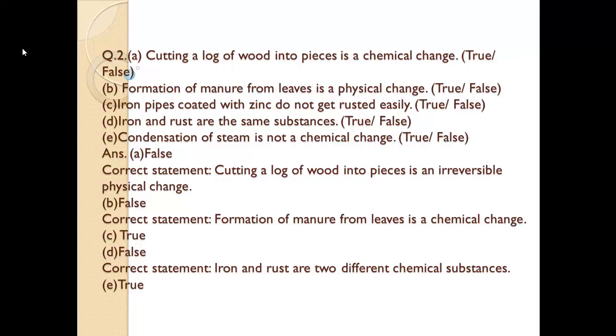Iron and rust are the same substances. No, it is false. Iron and rust are two different chemical substances because rust is produced when iron chemically reacts with oxygen and water. And the last one is condensation of steam is not a chemical change. It is correct. Condensation of steam is a physical change. So we'll move to the third question.